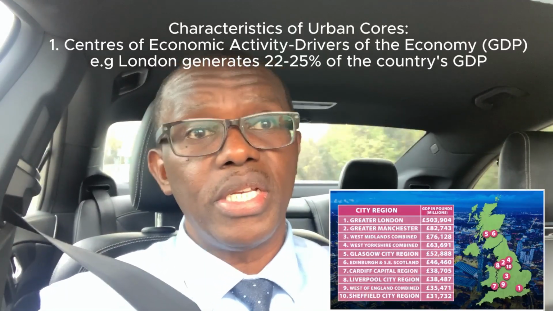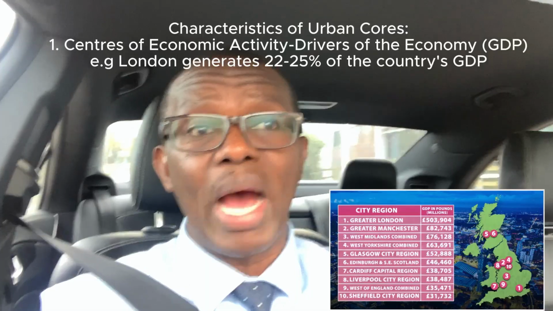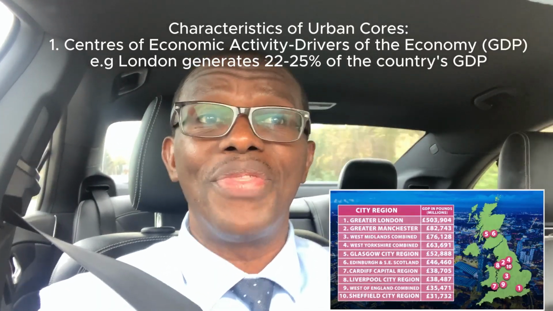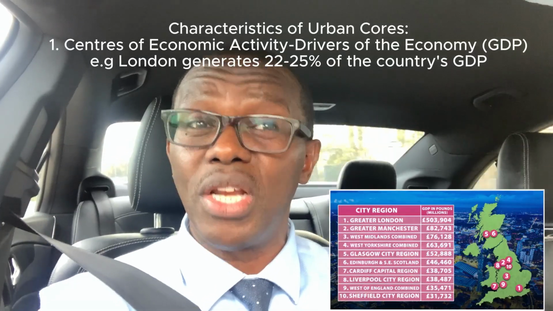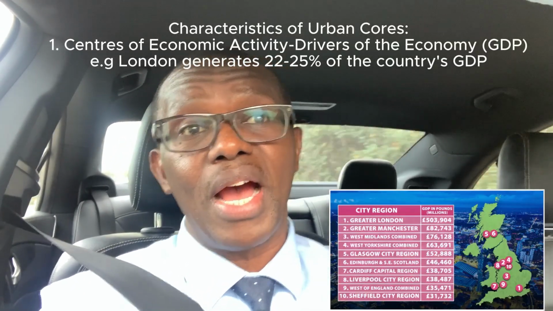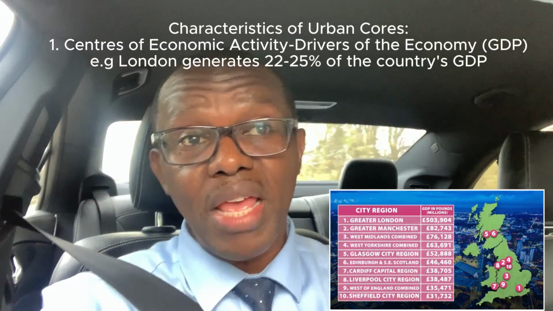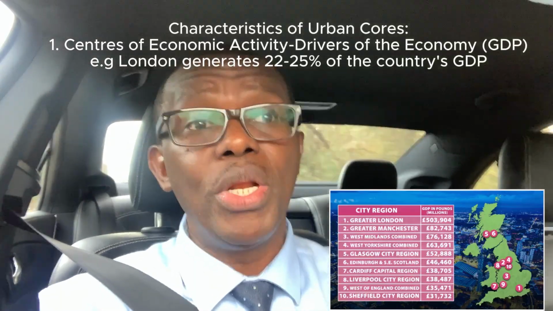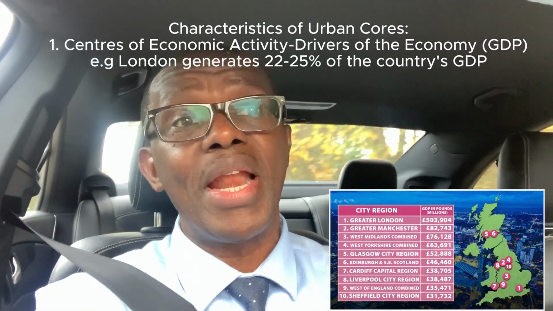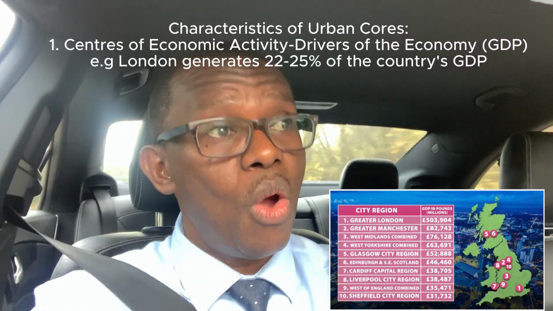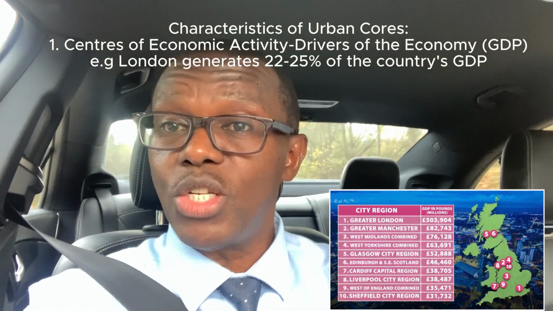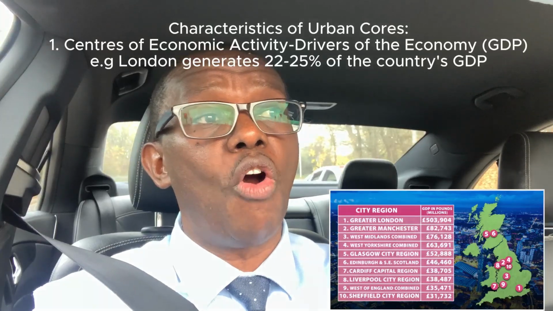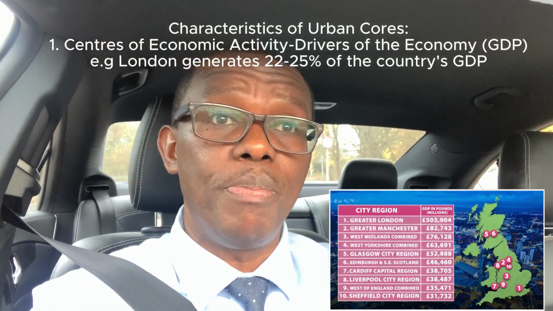And a primate city is one that has double the population, or more than double the population, of the second largest city in a particular country. And we know that the second largest city in the UK is Birmingham. Now, Birmingham has a population of 2.7 million people, while London in 2025, so the current figures show that London has a population of 9.84 million people.